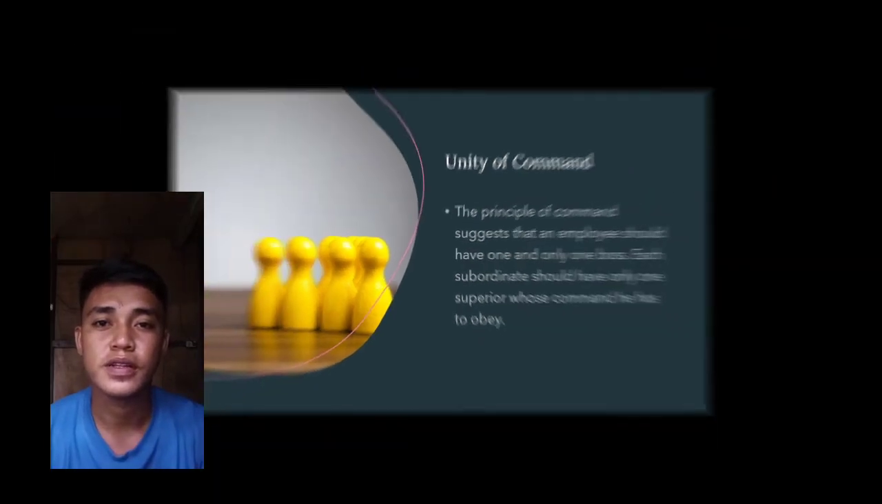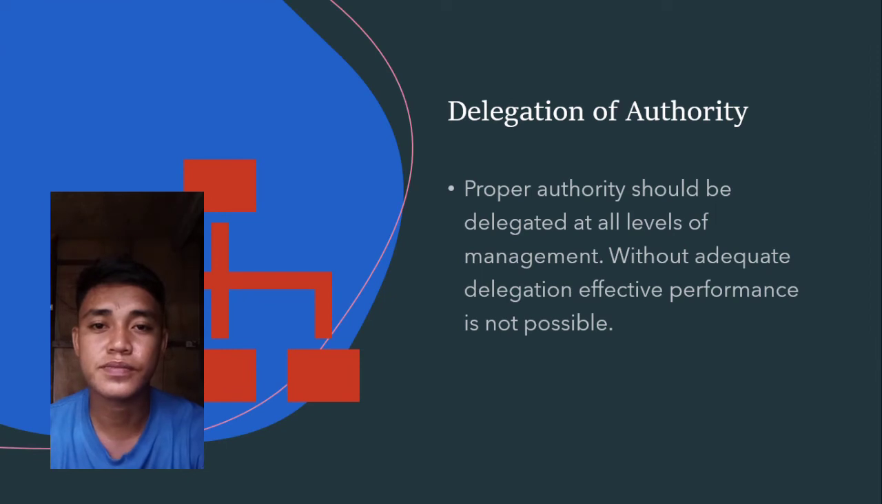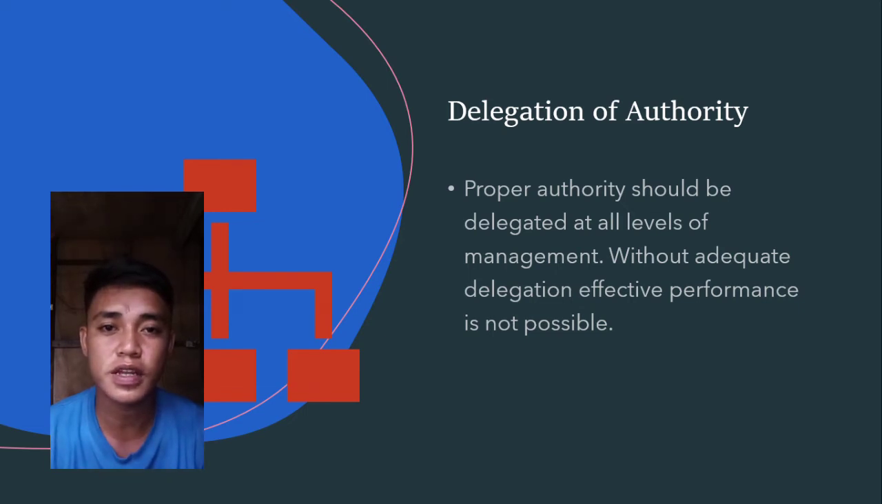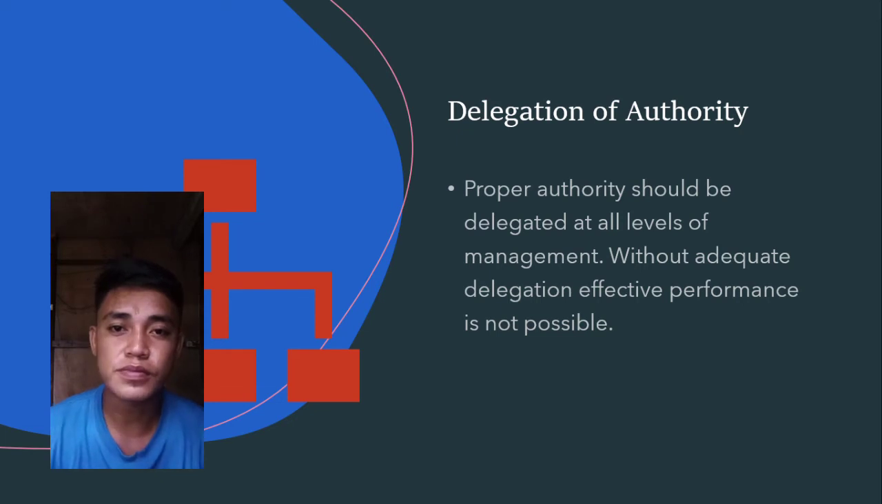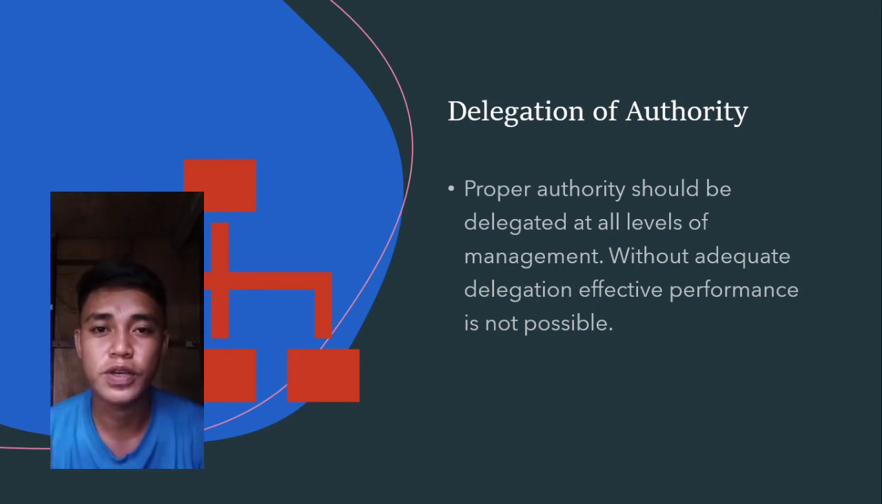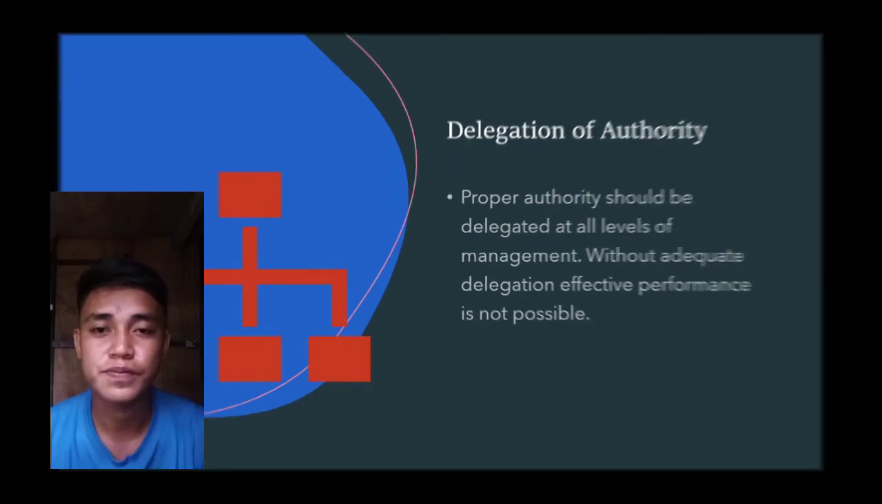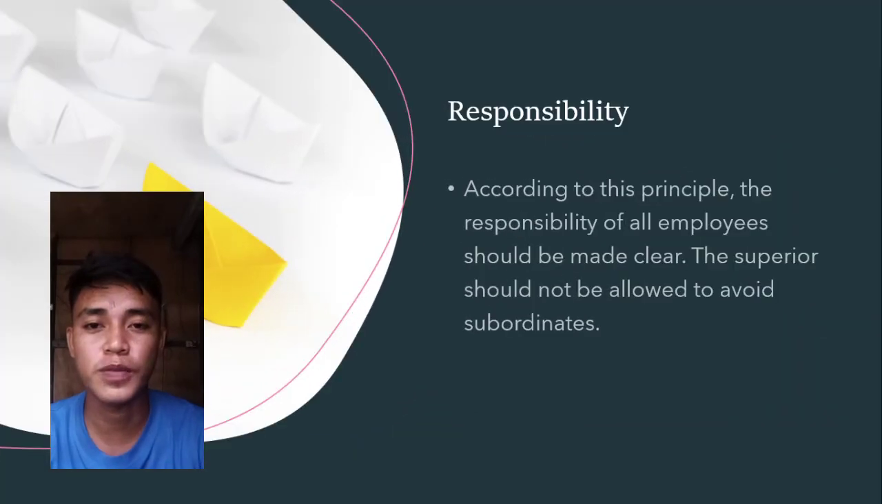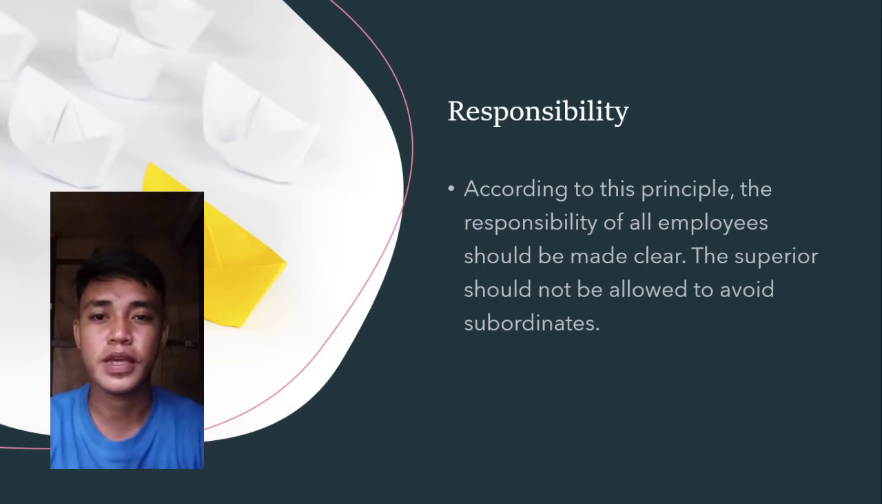7. Delegation of authority. Proper authority should be delegated at all levels of management. Without adequate delegation, effective performance is not possible. The authority delegated should be equal to responsibility so as to enable the manager to accomplish the task assigned to him. 8. Responsibility. According to this principle, the responsibility of all employees should be made clear.